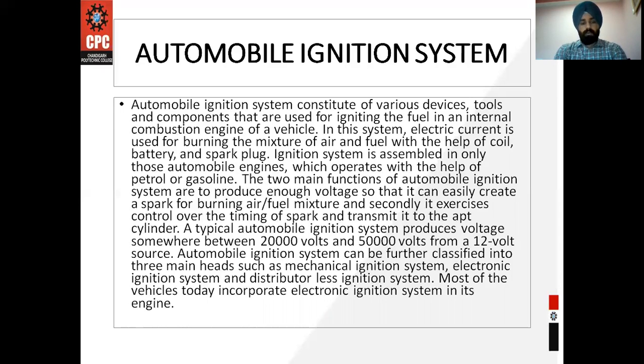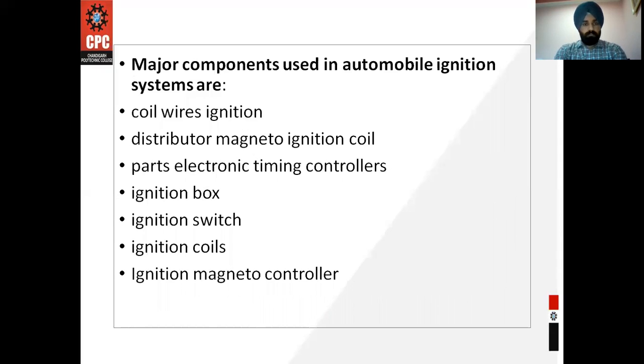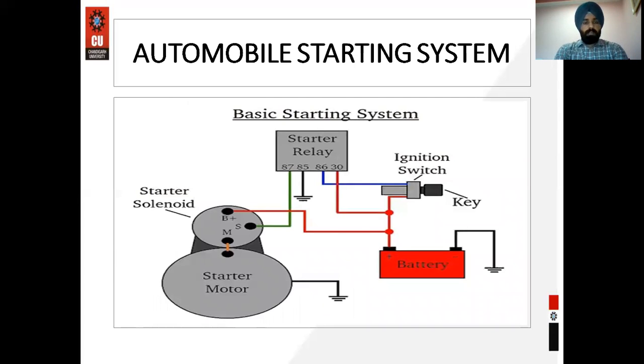Most of the vehicles today incorporate electronic ignition system in its engine. Major components used in automobile ignition system are coil wire ignition, distributor, magneto ignition coil, parts, electronic timing controllers, ignition box, ignition switch, ignition coils, and last is ignition magneto controller. Next is automobile starting system.